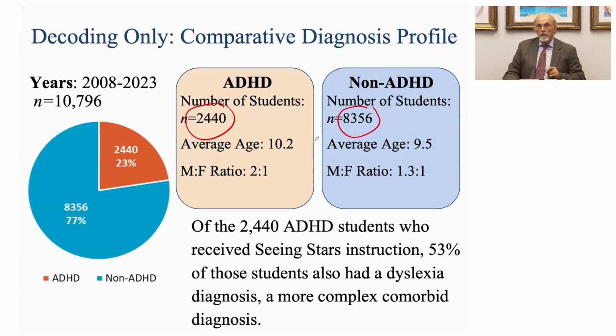Of note, of the 2,400 and change ADHD students who received instruction for decoding, 53% of those students also had a prior diagnosis of dyslexia. So here we are with even a more complex comorbid diagnosis.